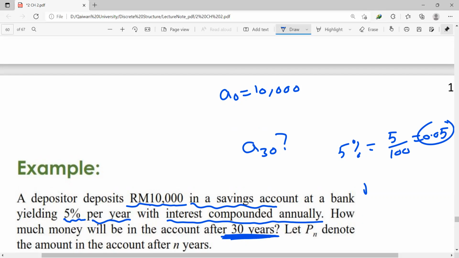That means here we use P for the sequence. Pn equals Pn minus 1 plus 0.05 times Pn minus 1.